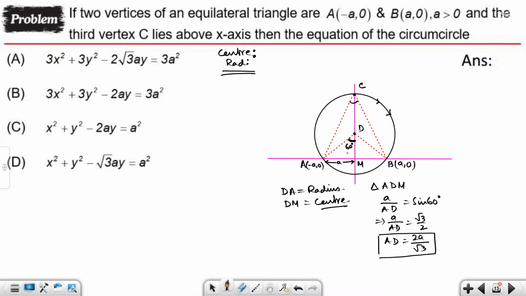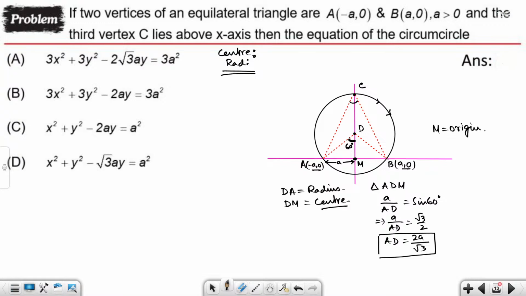Is it clear? Now, what is your DM? By the way, please do remember this M is nothing but the origin. Because this part is A, this part is minus A, comma 0. So definitely those A and B are on the x-axis. So M is the origin. Please do remember.